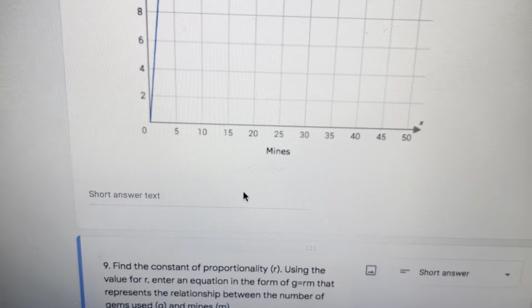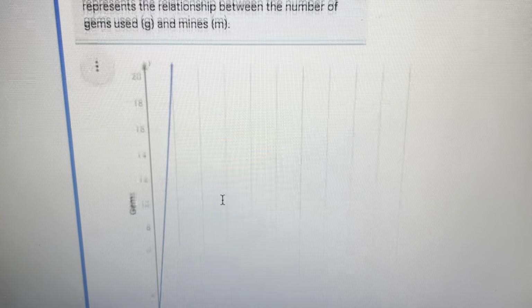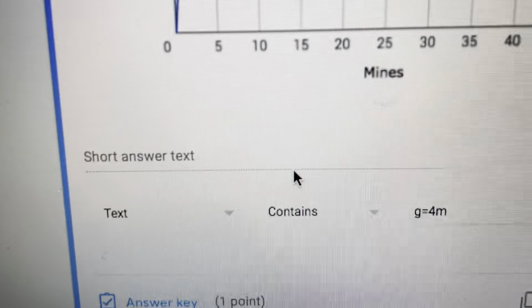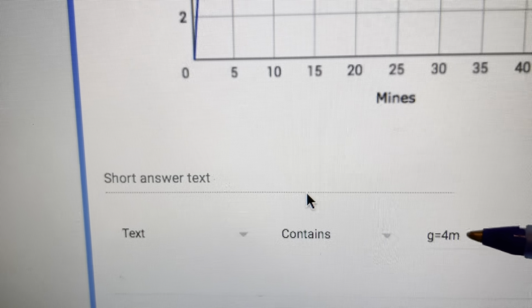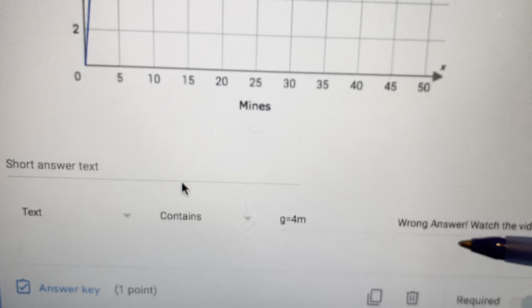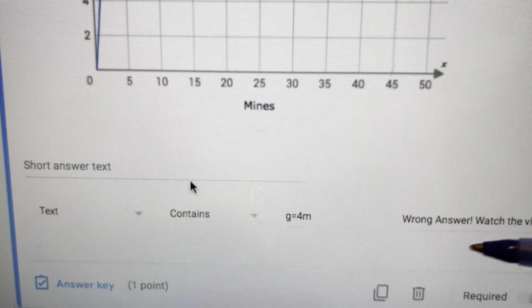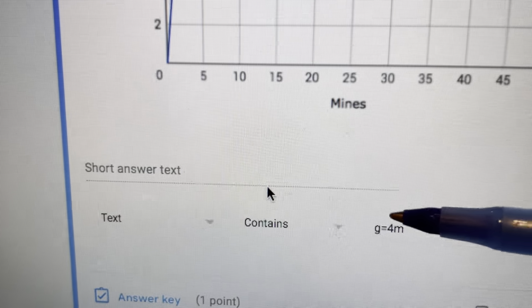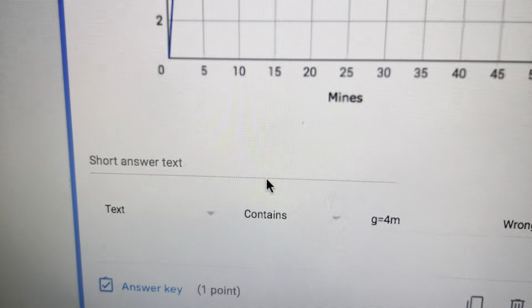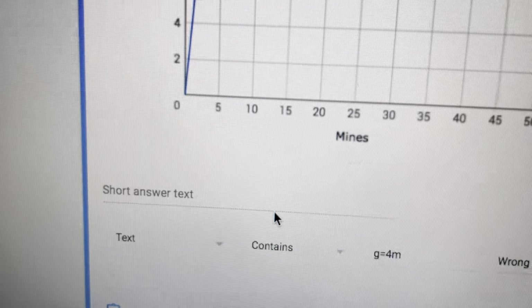So when we type this up, what I want you to do is type G equals 4M, or you're going to get this little note right here, wrong answer. So make sure to type G equals 4M, just like that.